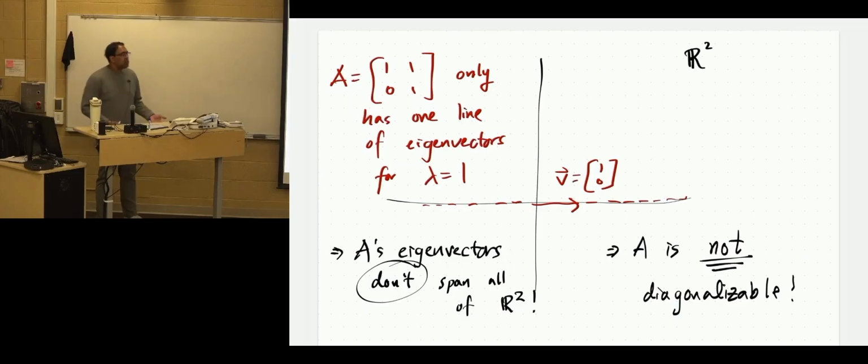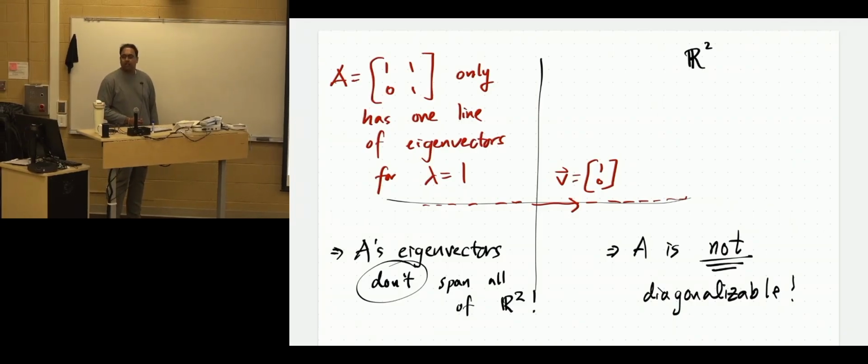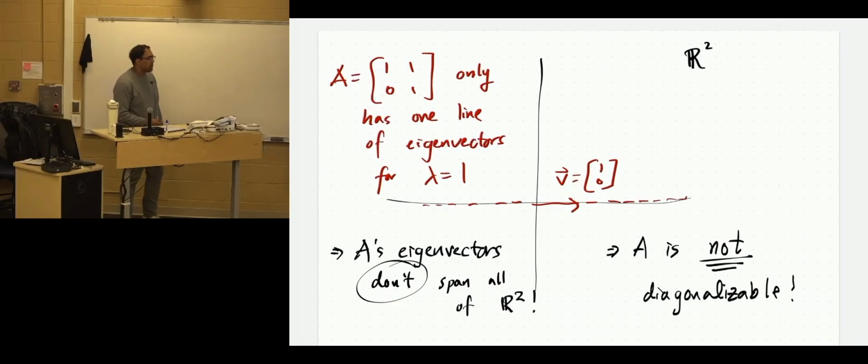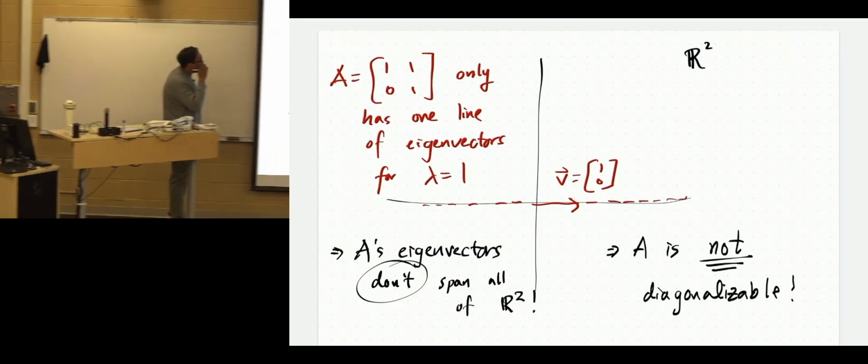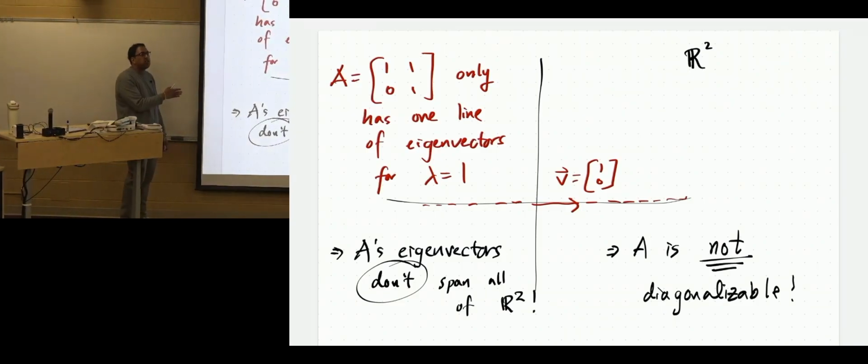So what is a diagonalizable matrix? It's one that does have n linearly independent eigenvectors. Now you may initially think that the source of concern here is the fact that A had a repeated eigenvalue. Like, does that mean it is not diagonalizable automatically?